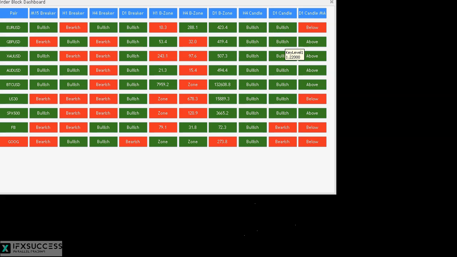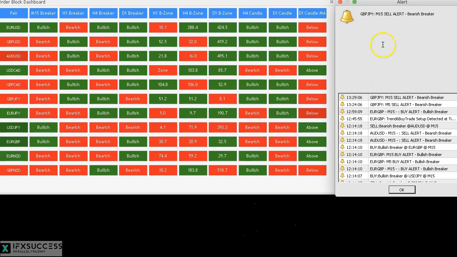So I'm going to show you another one right over here. Let's say right now we had a pound yen M15 sell alert, a bearish breaker. You're going to get this type of alerts, and this is only the currency. So what do I see over here? I really wish to have either 1-hour and 4-hour breakers. I have a daily, yes, that is good. We are close to the zone on the daily. I'm 9 pips away, and I have a 4-hour bearish candle.